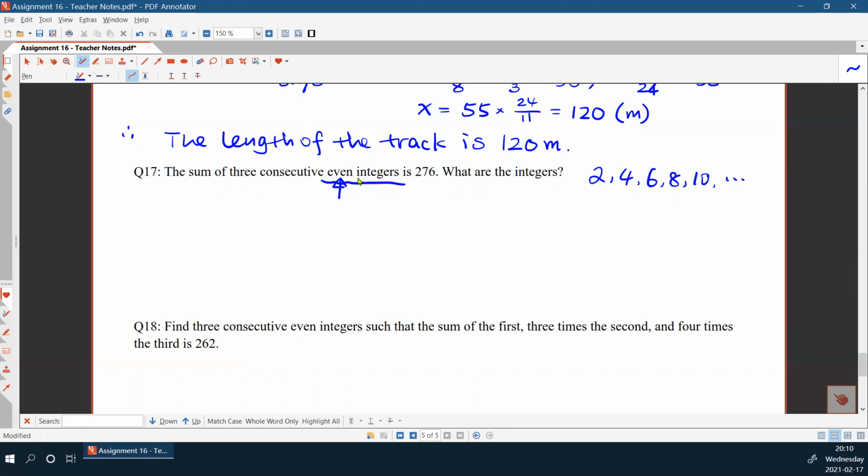Okay. All that we know is that the sum of 3 consecutive even integers is 276. And it asks you to find the integers. So let's use a letter X to denote the smallest one. You can also use it to denote the largest one. Does not matter, right? So let X denote the smallest even integer.